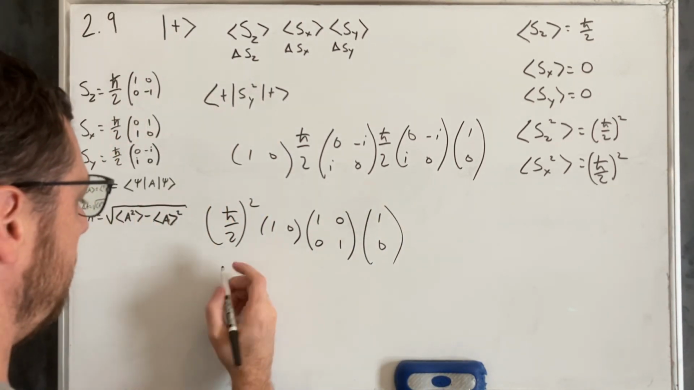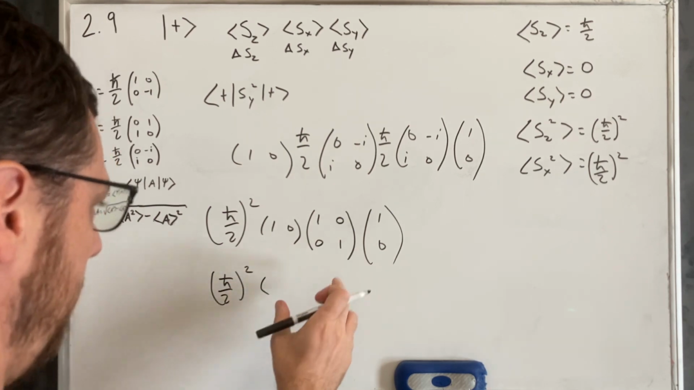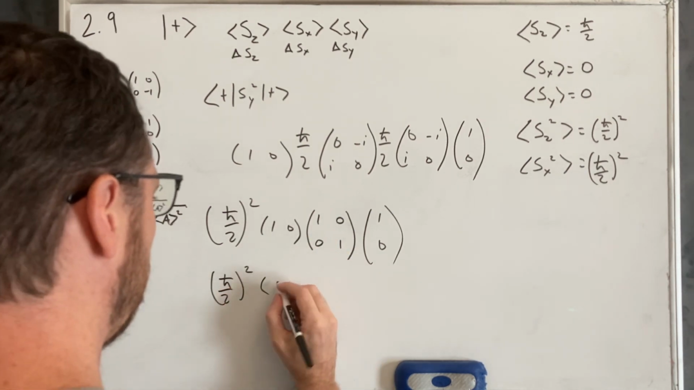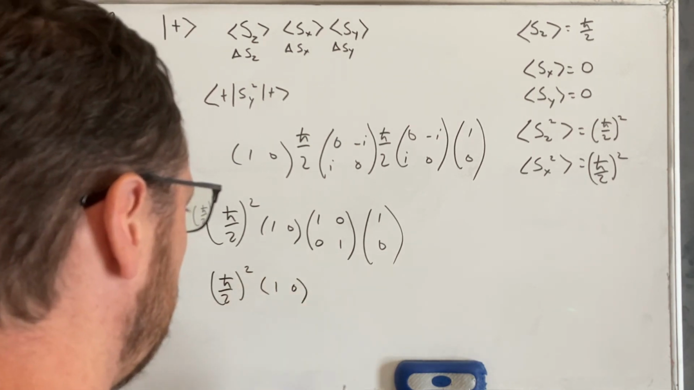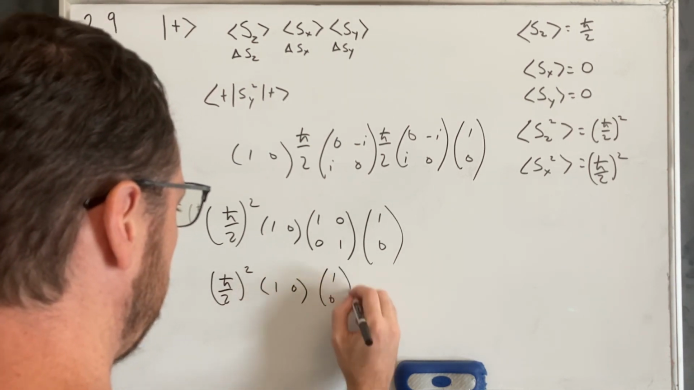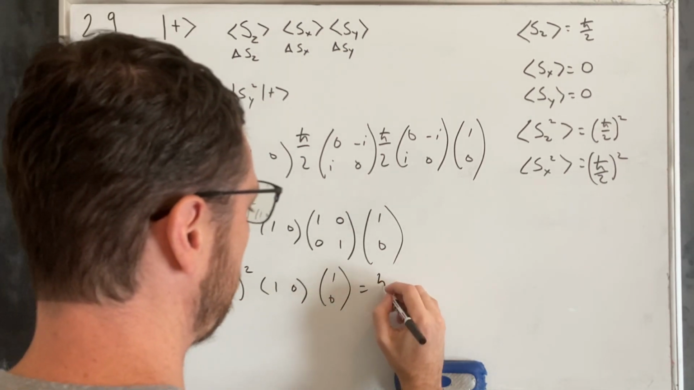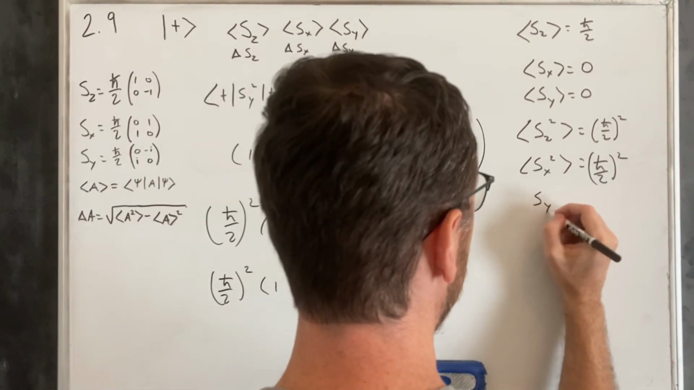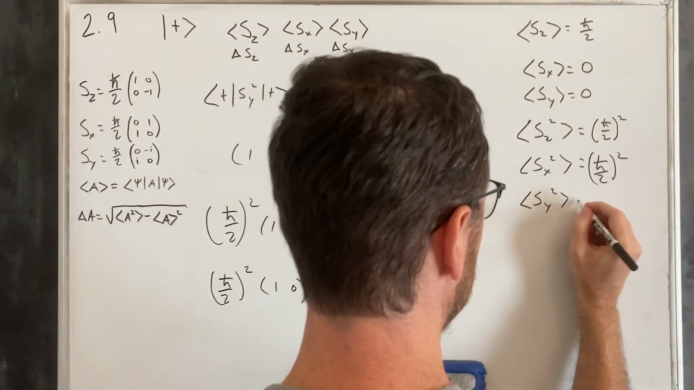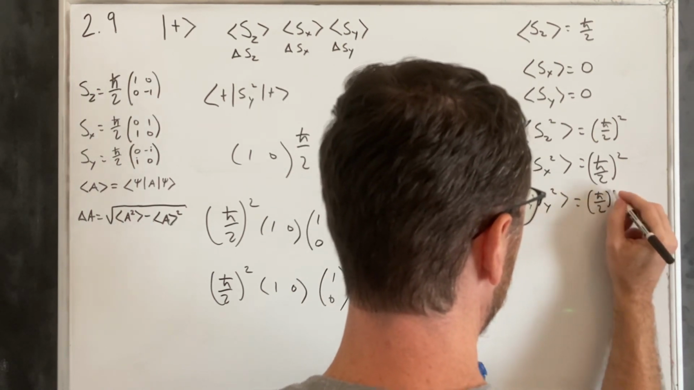So for this one here, we'll keep our h bar over 2 squared. And it looks like we have 1 plus 0 is 1, and 0 plus 0 is 0, and [1, 0]. And it looks like this is going to equal h bar over 2 squared. So our SY squared expectation value is going to be h bar over 2 squared also.